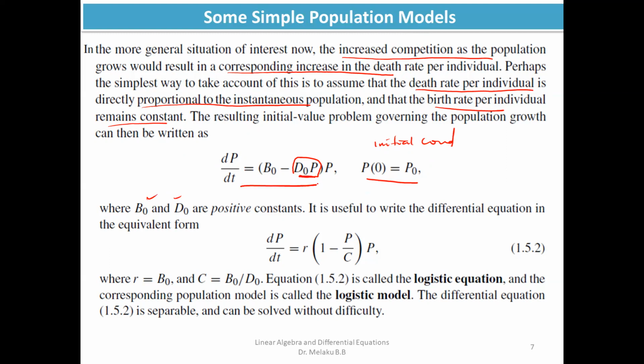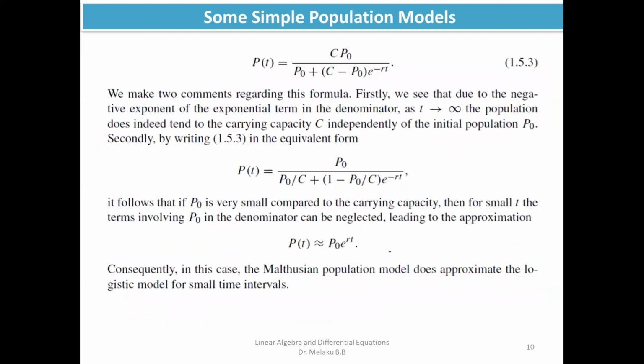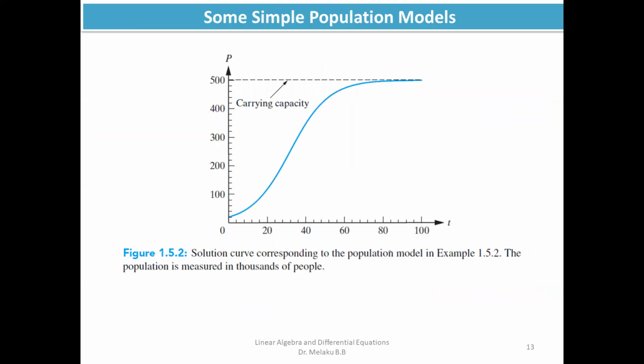write the differential equation equivalently this way: dP/dt equals r times (1 minus P over C) times P, where r is b0 and, of course, C could be b0 over d0. This equation is simply called the logistic equation, and the model is called the logistic model. So this is important because we are in the logistic model that we have.